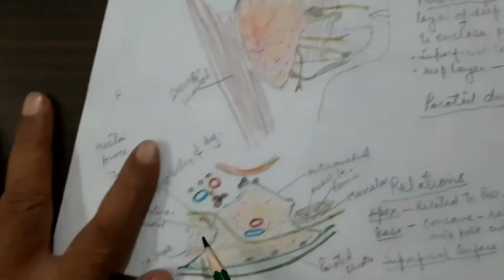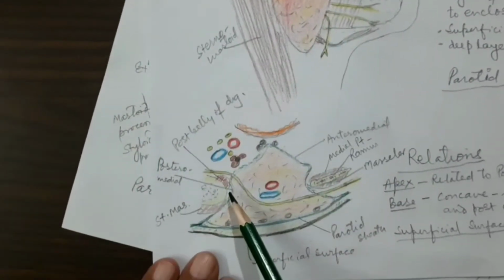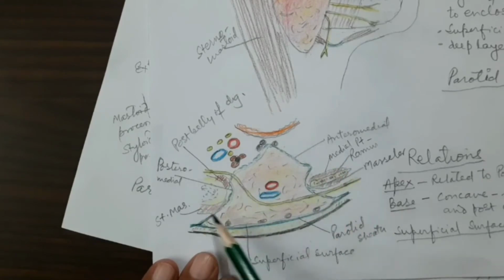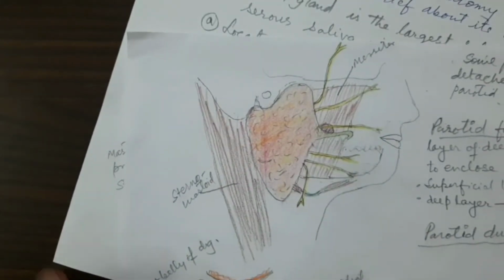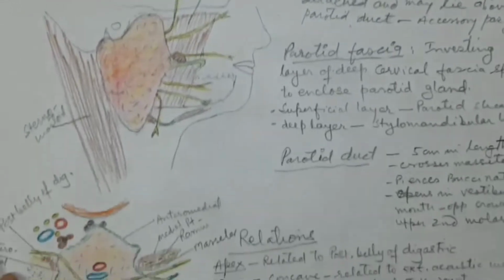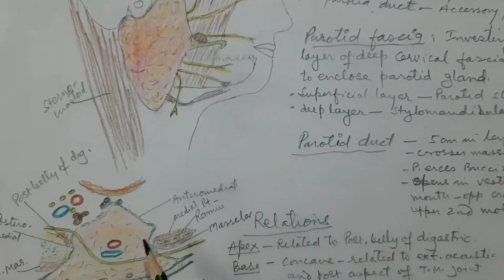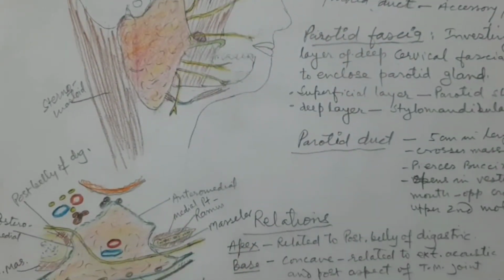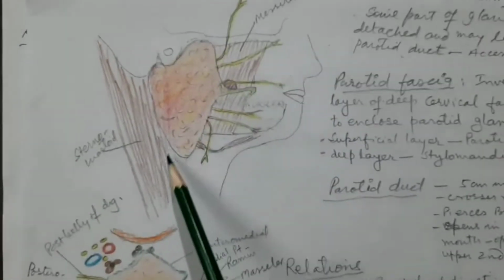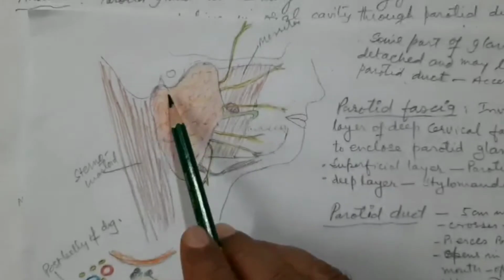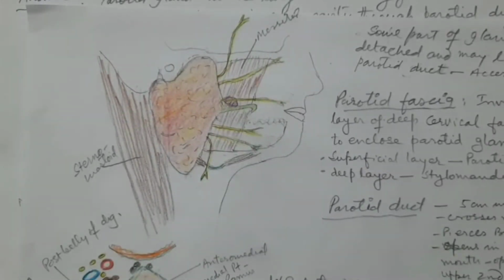Okay, as we have seen here, this is the digastric attached onto the deeper surface of the mastoid in cross section, and this is the sternomastoid here, which is attached on the superficial surface of the mastoid. So this is the apex, which is related to the posterior belly of the digastric here, right? Let us come to the relations of the base.